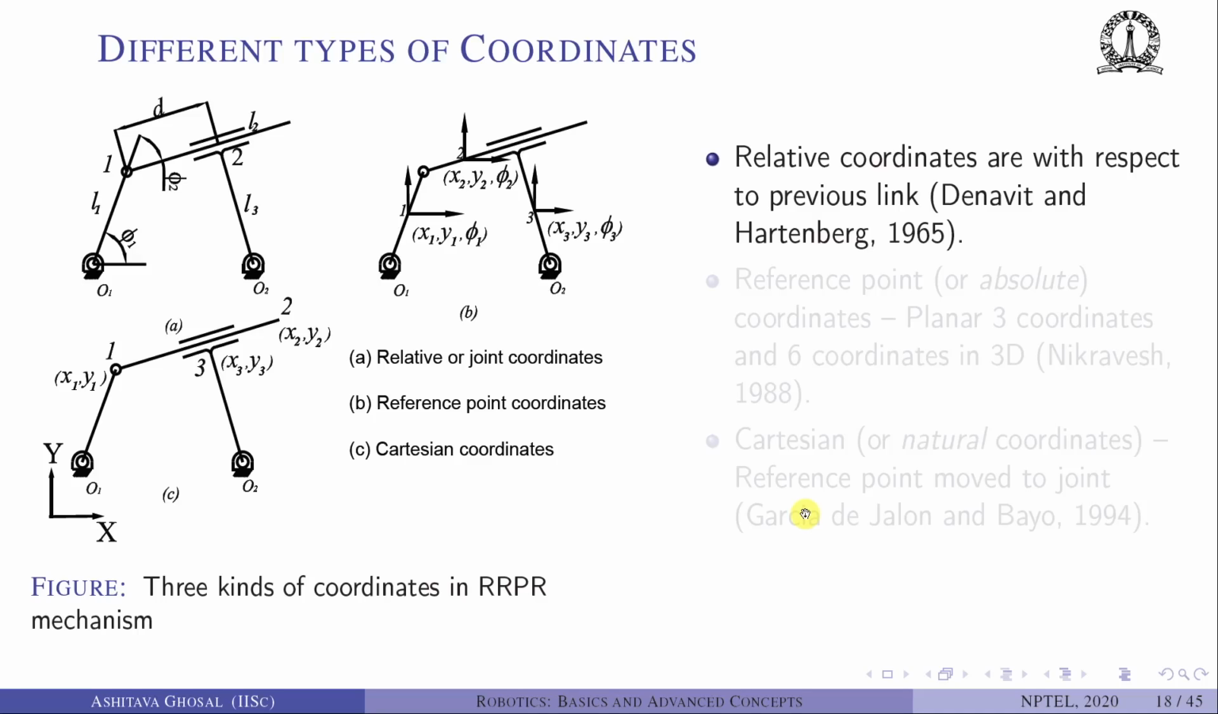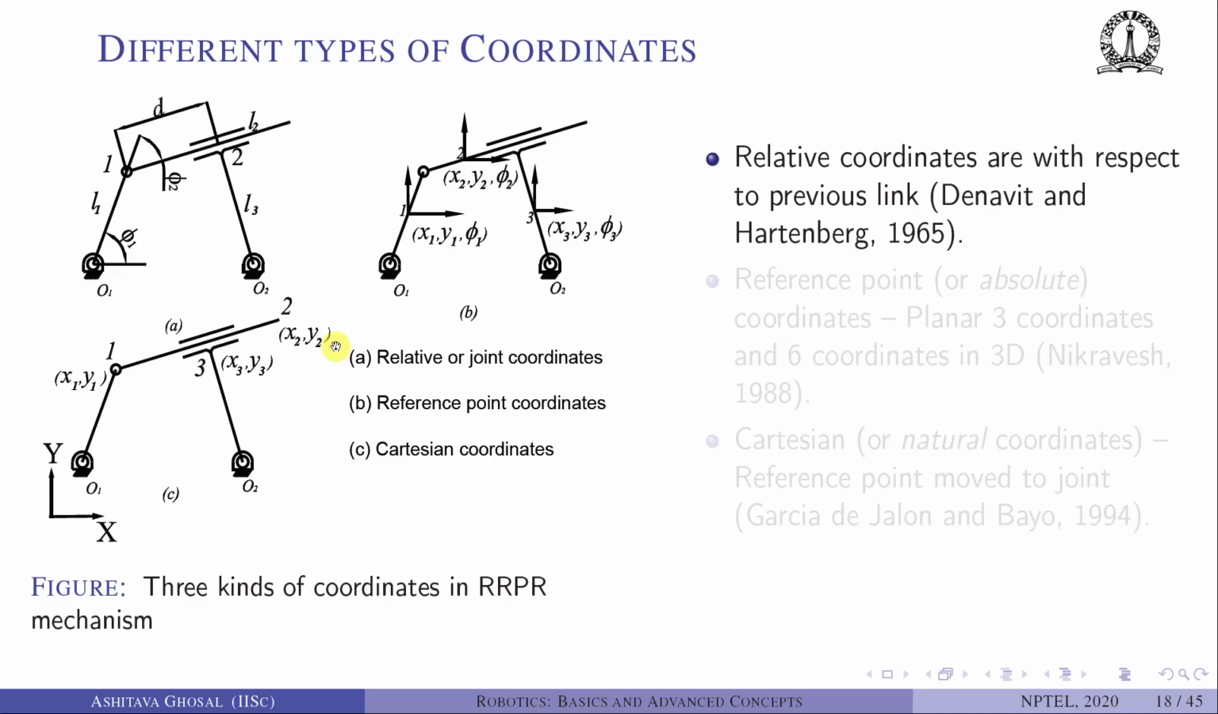Now that we have seen several examples of over-constrained mechanisms and also deployable mechanisms and structures, let us see how we can analyze them. There are various ways to model these mechanisms. I am going to show you 3 different kinds of coordinates which can be used to find the configuration of a mechanism.